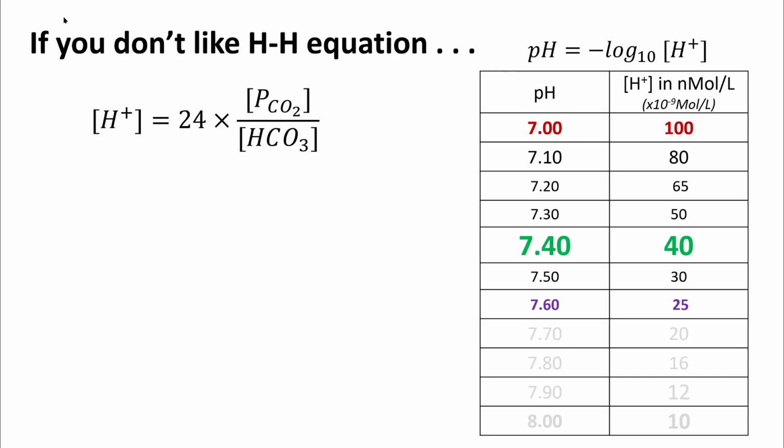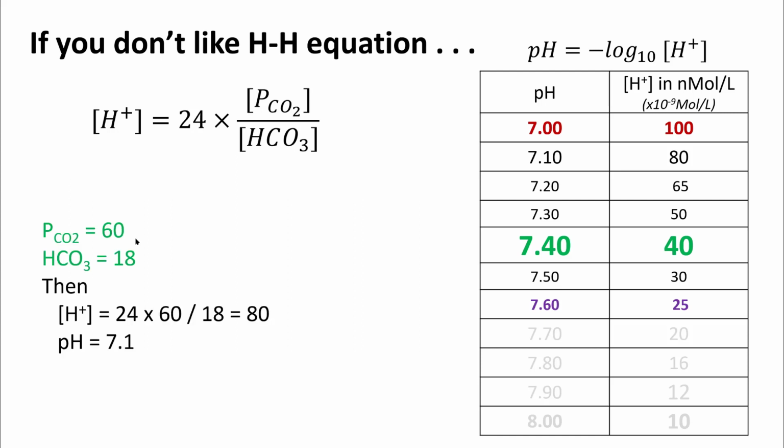So a hydrogen ion concentration of 40 times 10 raised to minus 9 mole per liter gives you a pH of 7.4. Similarly, a hydrogen ion concentration of 100 will give you a pH of 7. This formula is pretty intuitive since your normal PCO2 is 40 and bicarb is 24. If you put these two into the equation, you will get a hydrogen ion concentration of 40, which corresponds to a pH of 7.4. If you know two of the unknowns in this equation, you can calculate the third one.